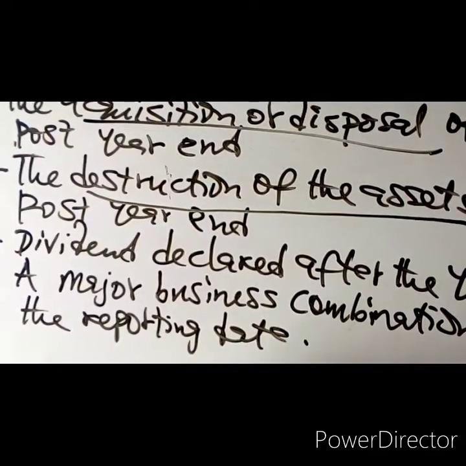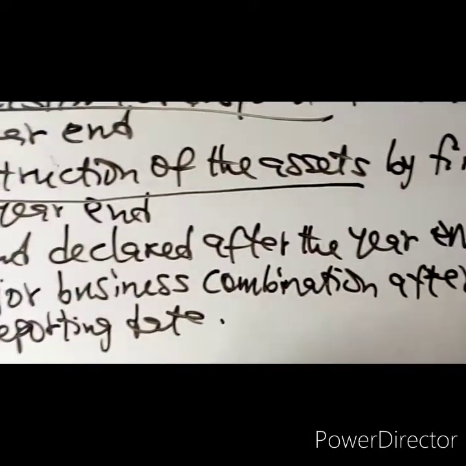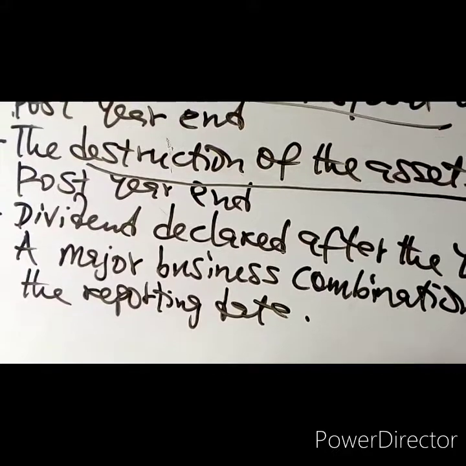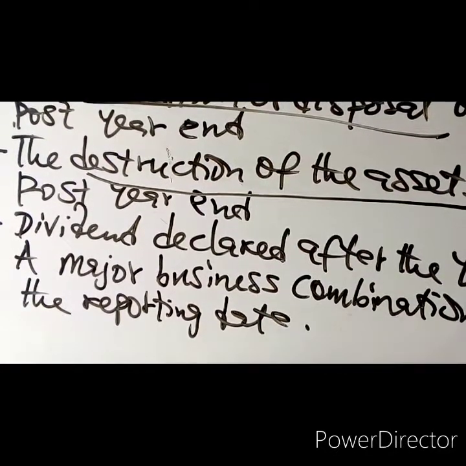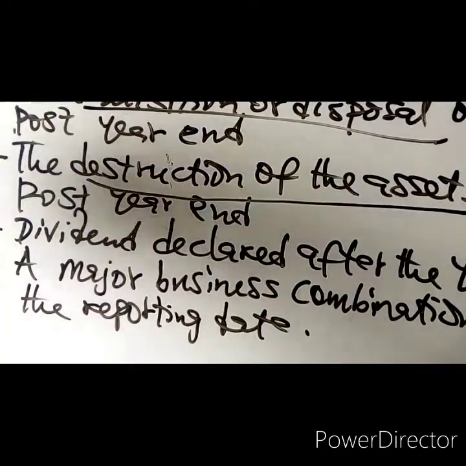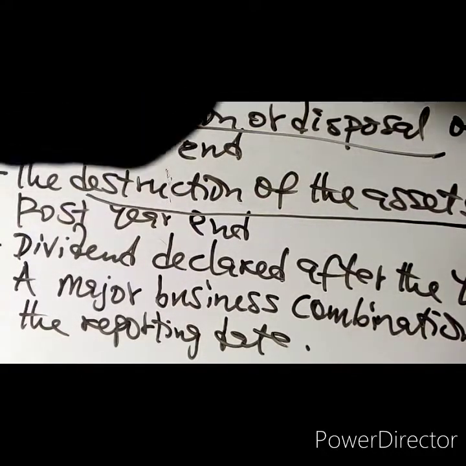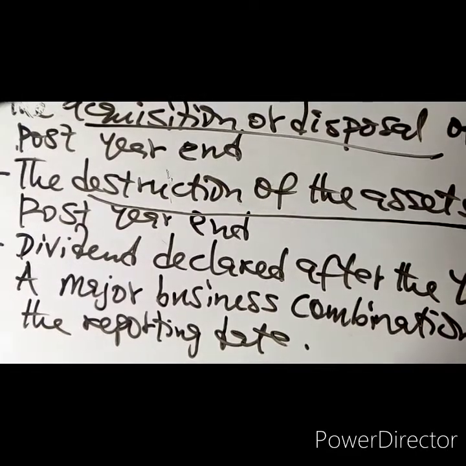Abnormal large changes in the asset prices after the reporting date is a non-adjusting event. So I've given the example of adjusting events and non-adjusting events. Now I want to give you the procedures on how to identify the events after the reporting period. How will you know when an event is an event after the reporting period or not, or when it is an adjusting event or non-adjusting event?